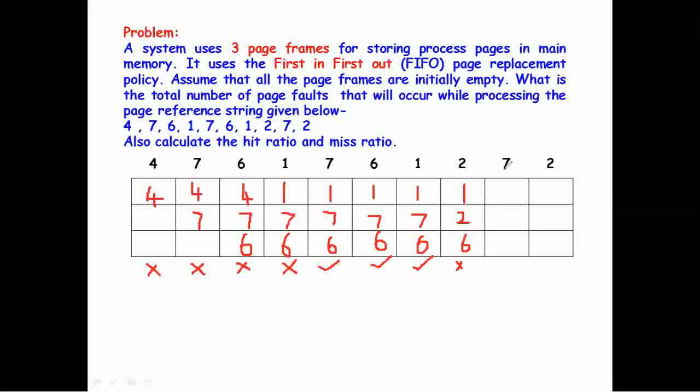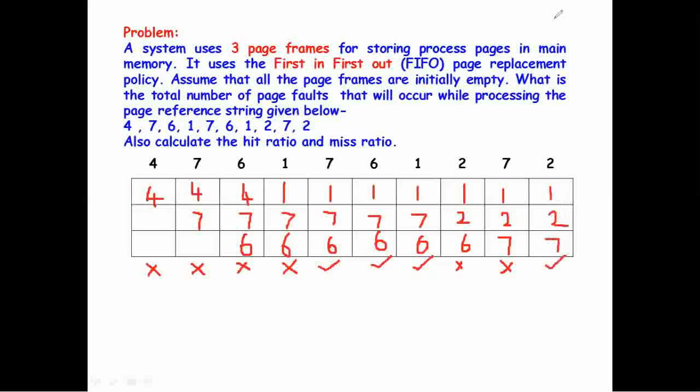7 is not available. So a page fault will occur. Now 7 has to be brought in. The oldest page that will be replaced is 6. So at the place of 6, 7 will enter. When 2 is referenced, 2 is already available. So a page fault does not occur.